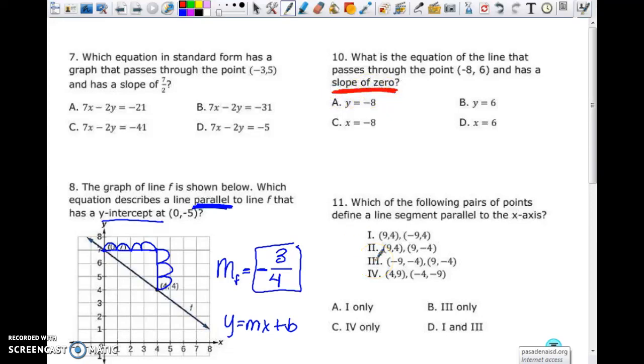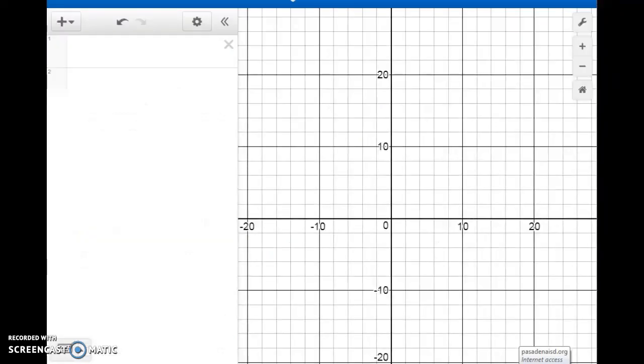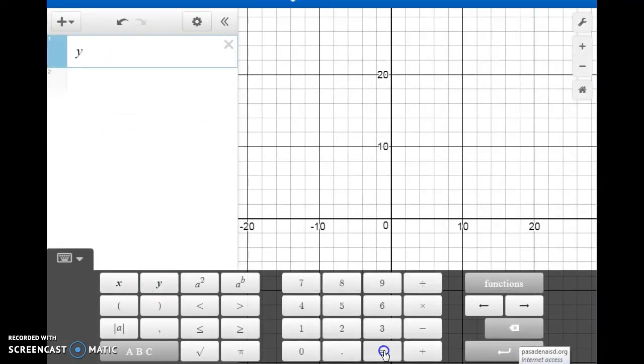Remember, what does that line look like? A slope of 0 is all horizontal lines. If you had a little guy here, he'd be so sad. He's not moving anywhere, he's going 0 miles per hour. So it's a horizontal line. This is my x and this is my y. I don't know if you remember the equation of all horizontal lines, but if you don't, let's check our answer choices. A, y = -8.